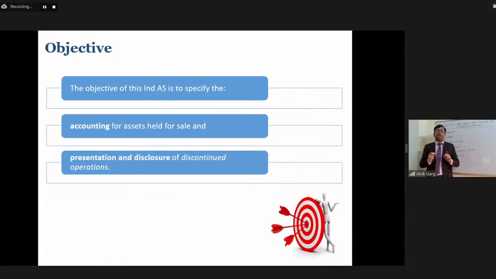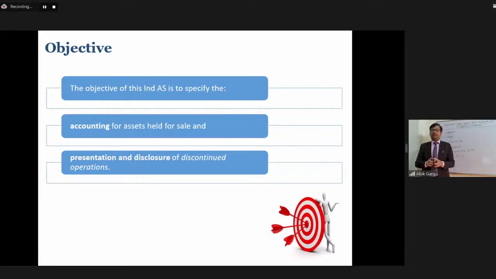asset bucket. And when it is shifted from the non-current asset bucket to the current asset bucket, it means IND AS 16 accounting will be discontinued. IND AS 16 property, plant and equipment accounting will be discontinued. So it will no longer be property, plant and equipment. It will become a non-current asset held for sale, and hence the accounting requirements will be followed as per IND AS 105. Is it okay?